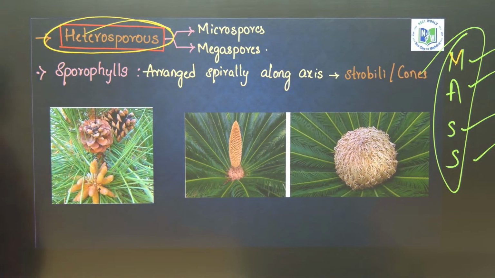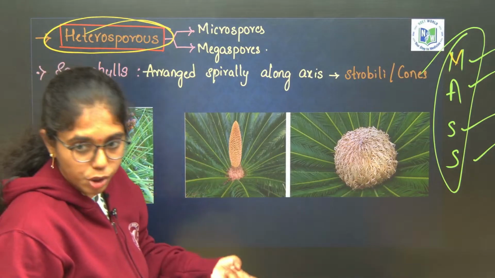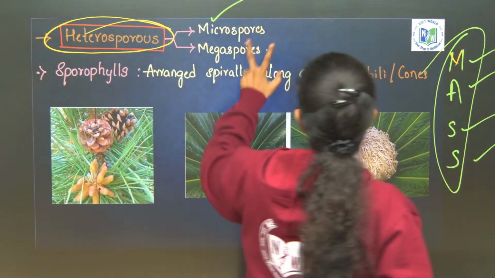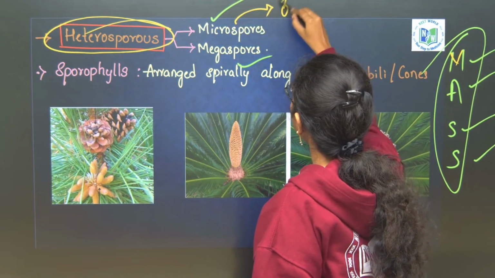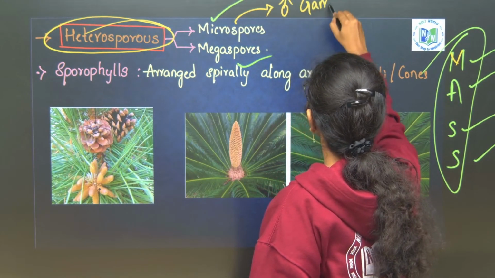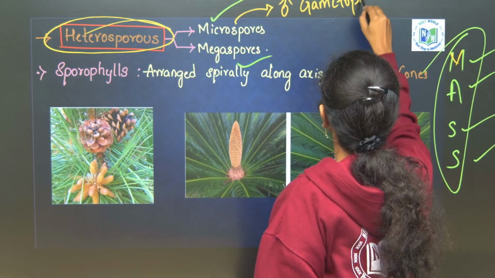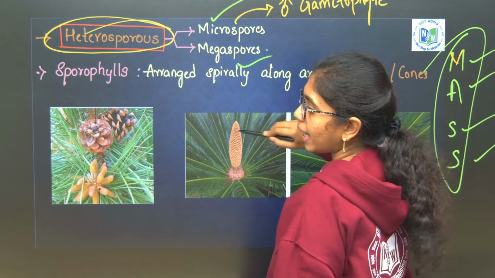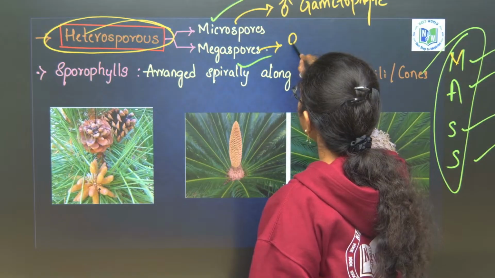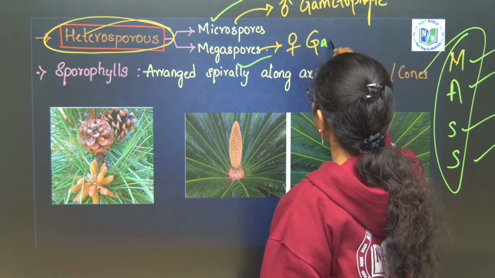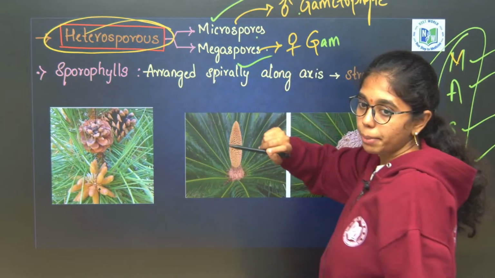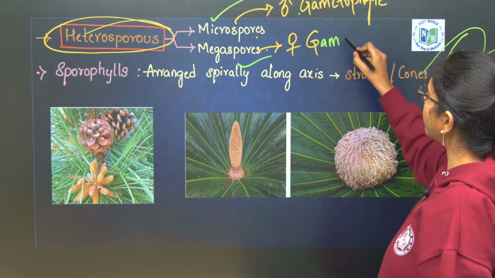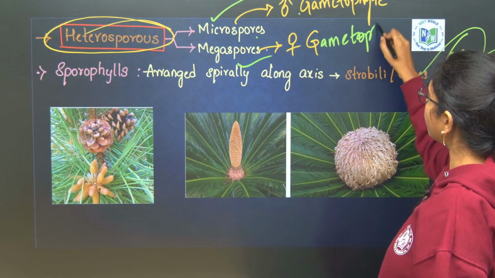Heterosporous condition, wherein it will produce two types of spores, one is microspores and the other is megaspores. Microspores will develop into what? Male gametophyte. Megaspores develop into what? Female gametophyte. Microspores landing on the suitable substratum will develop into male gametophyte. Megaspores develop into female gametophyte.